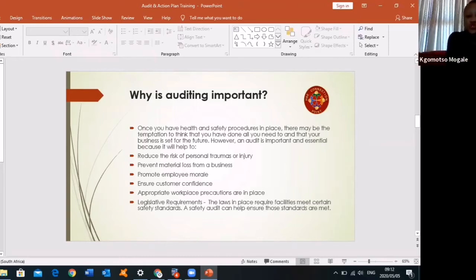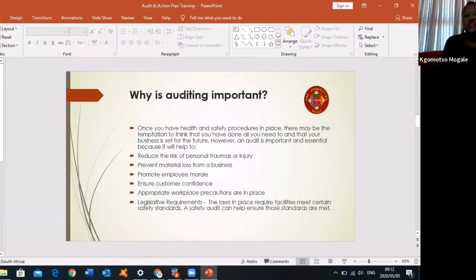So we also need to look at whether the workplace has proper precautions in place to protect the employee. And lastly, there are the legislative requirements. The law requires facilities or companies to have certain safety standards. So a safety audit can help us ensure that those standards are met.